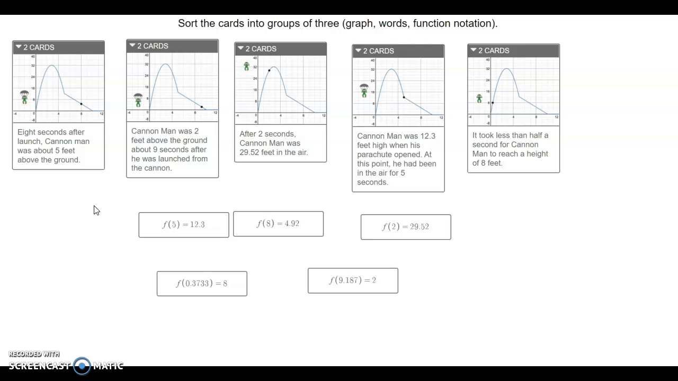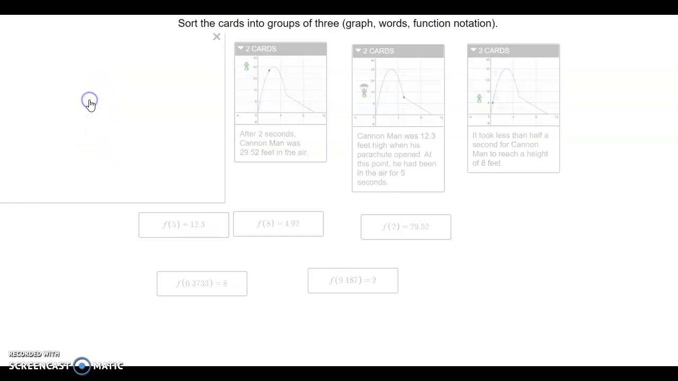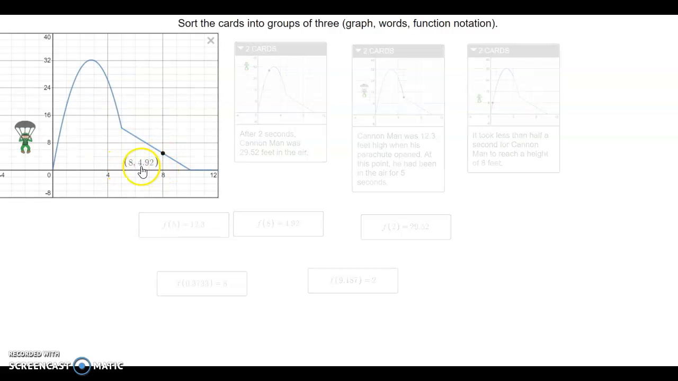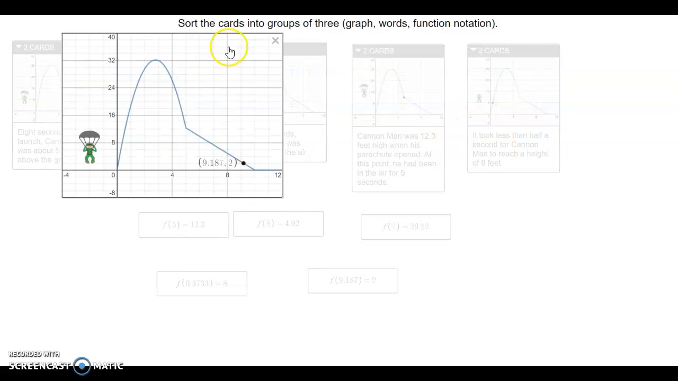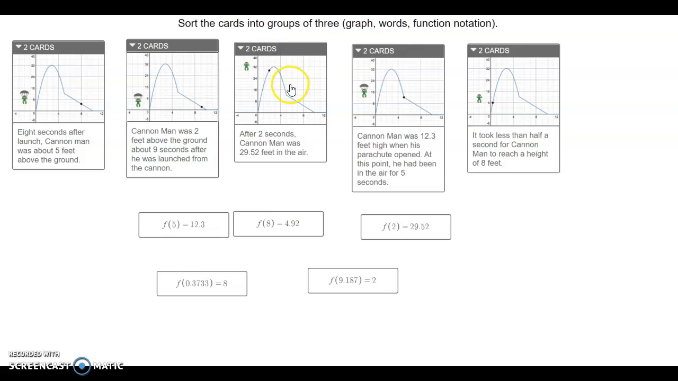All right, you should have matched at least your story to the graph. So the one that looks like this, that has 8 and then 4.92: 8 seconds after he launched, the Cannon Man will be about 5 feet off the ground, which is what this is stating. Same thing with this one, and this one. So take a brief moment and make sure that these match yours.